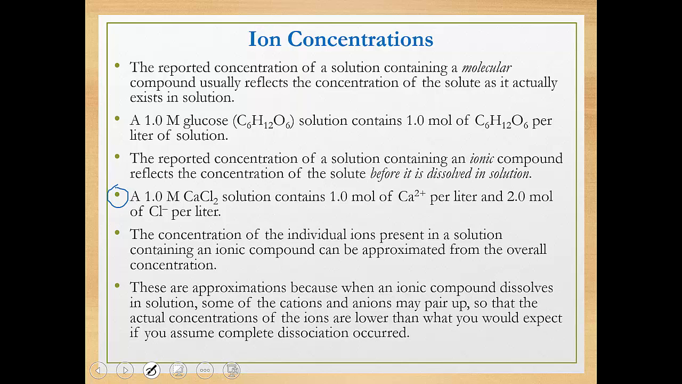It's soluble. It's going to break apart into ions, and it's going to form one calcium ion for every unit, and then 2 chloride ions. So when you look at the concentration, the number of moles of ions, there's 1 mole of calcium per liter, 2 moles of chloride per liter. So the concentration of chloride in that solution is twice the concentration of calcium. So the concentration of individual ions that are present in a solution can be approximated from the overall concentration. You just have to multiply by the number of ions that you will produce in solution.